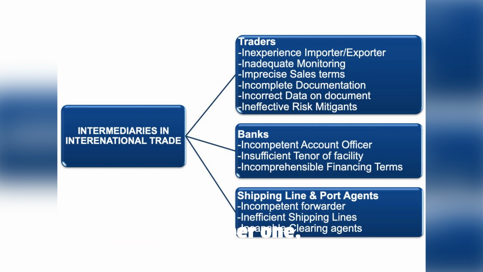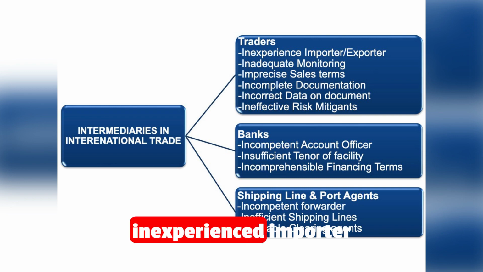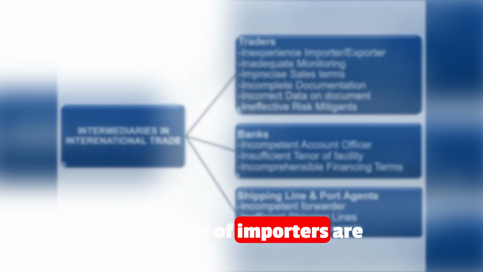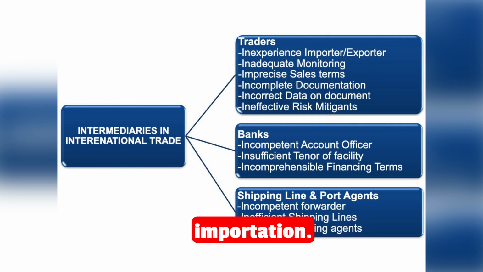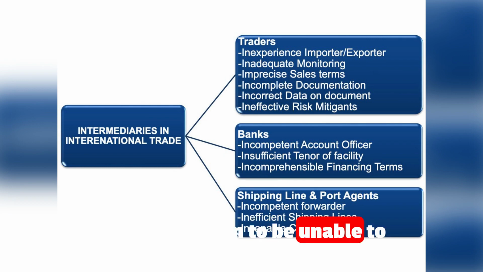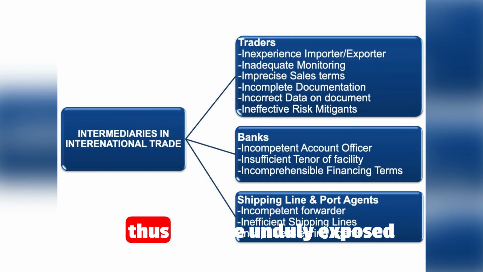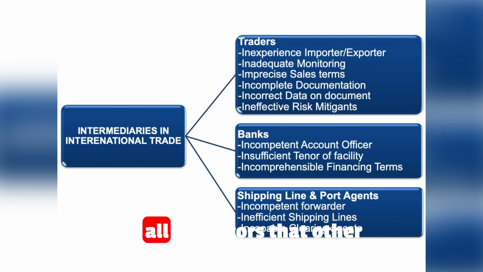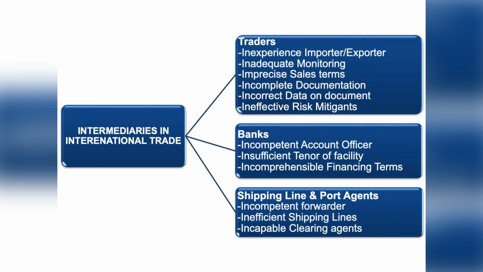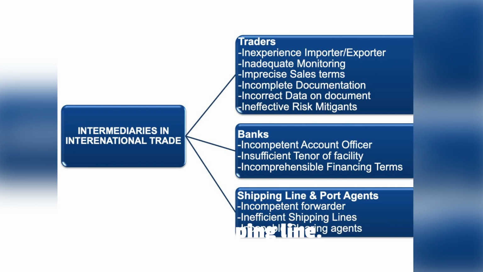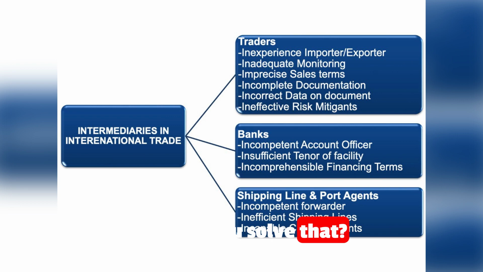Number one, inexperienced importer and exporter. A number of importers are inexperienced in regulation and documentation issues involved in the process of importation. This makes them unable to monitor and manage the process and thus become unduly exposed to all the errors that other intermediaries in the trade business make, intermediaries like their agent, the forwarder, clearing agent, the shipping line. How do you solve that? Training on import-export process and regulation.